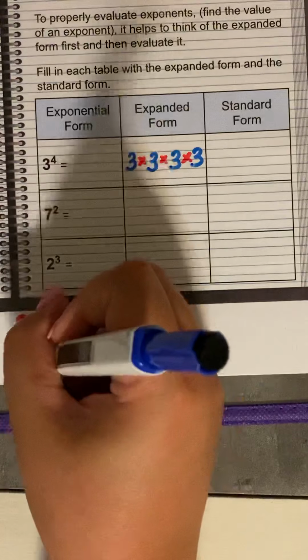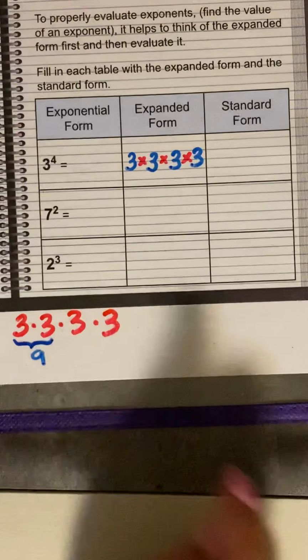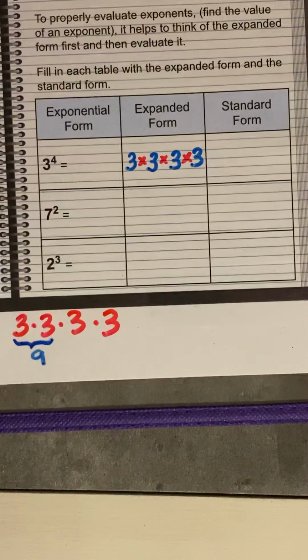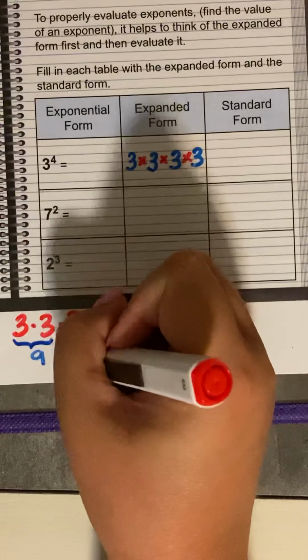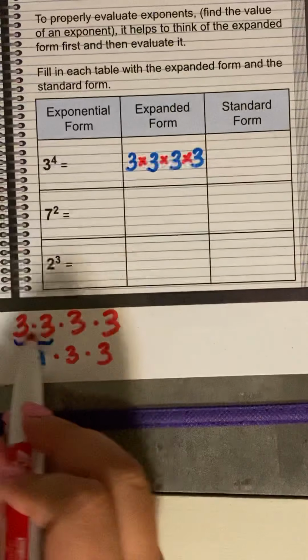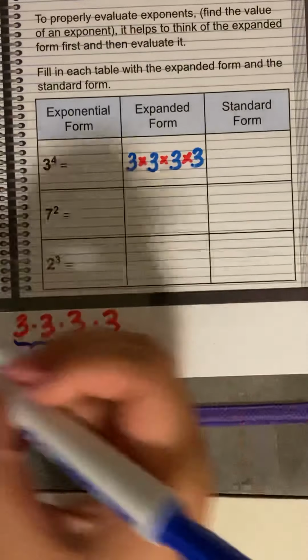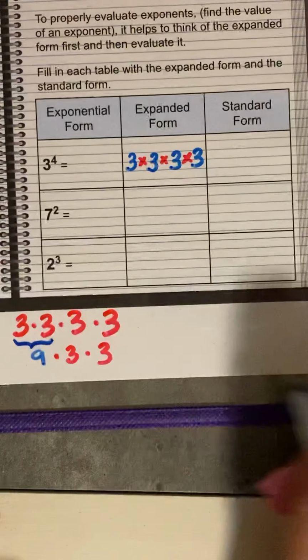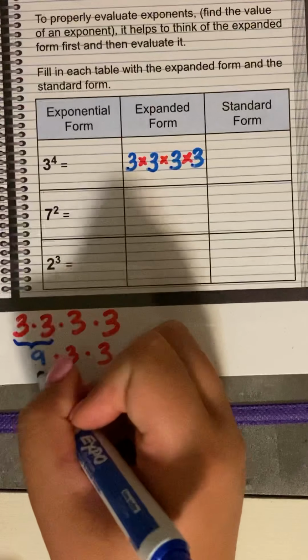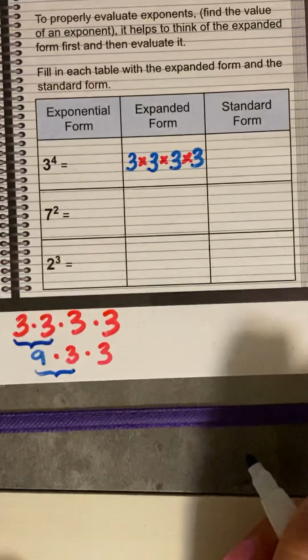3 times 3 is 9. Now, we did not use these other 3s, so I'm going to just bring them down because I did not use them yet. So times 3 times 3. I used those 2. Now, we're going to go from left to right because it's all multiplication. We will go through that again at a later day. 9 times 3 is going to be 27.